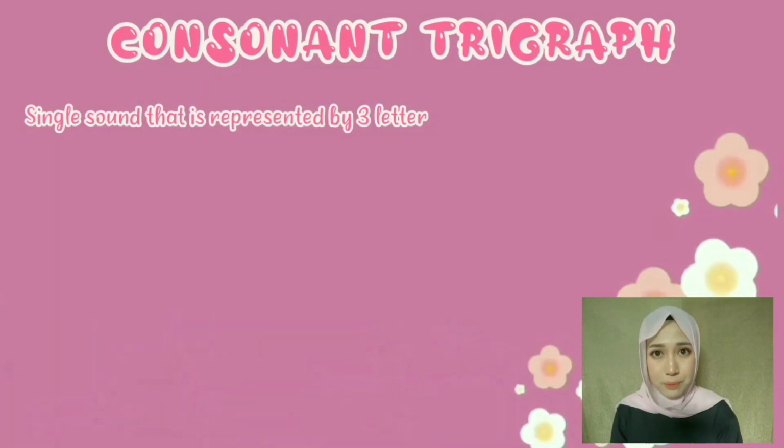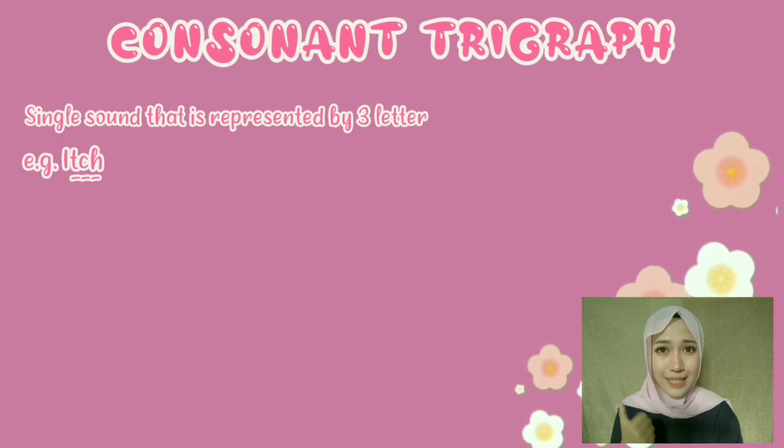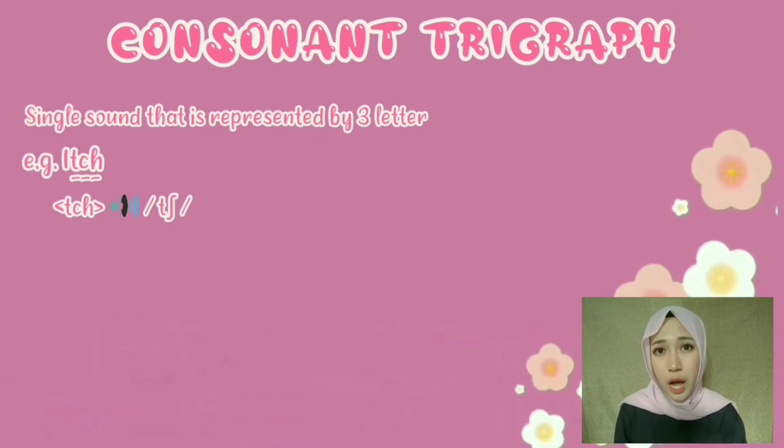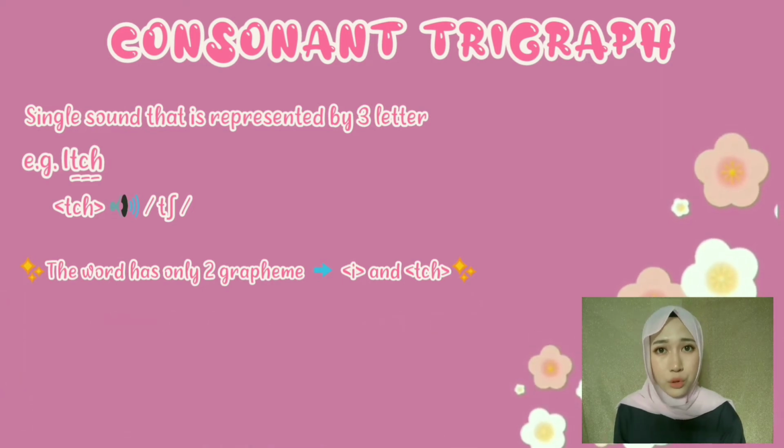Next is consonant trigraph. Consonant trigraph means that one word consists of three consonant letters. For example, the word "each", we see T, C, and H. So how is this pronounced? We use only one phoneme, that is the ch sound.